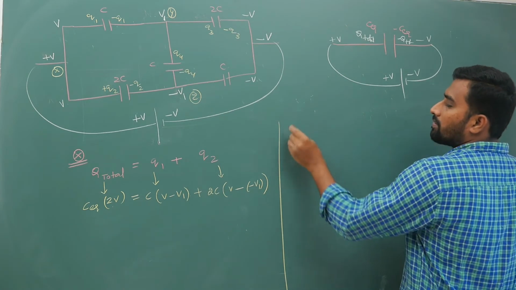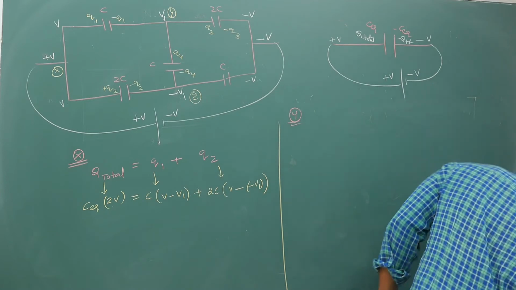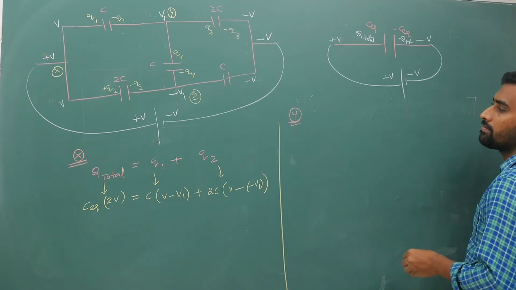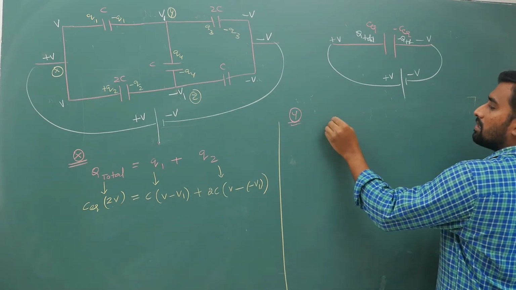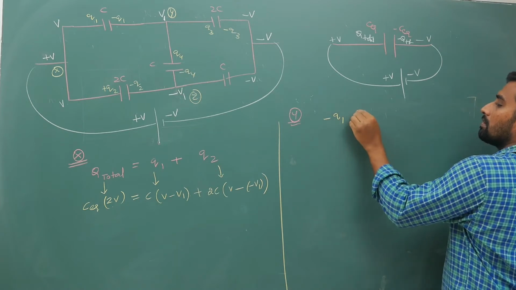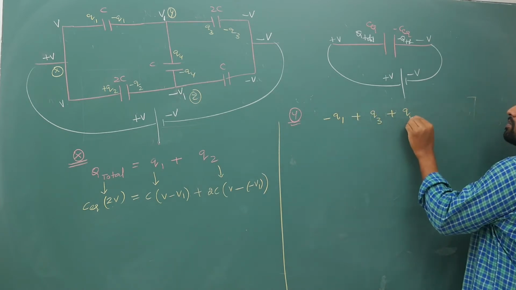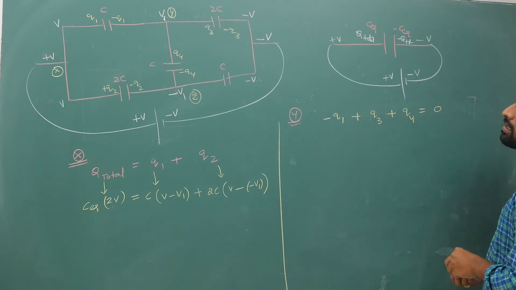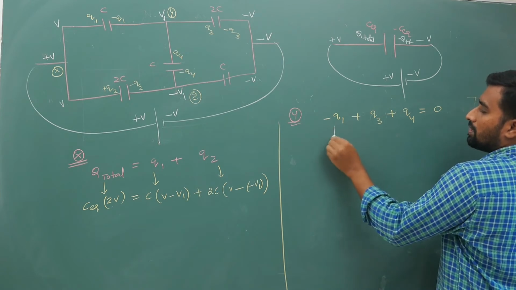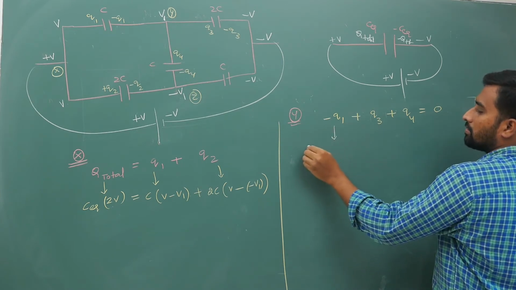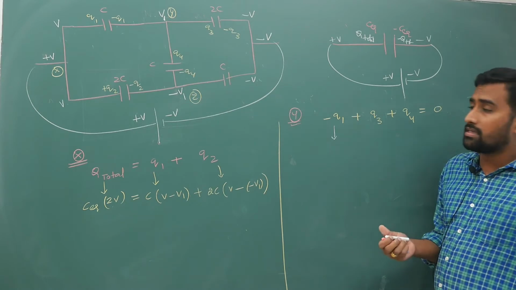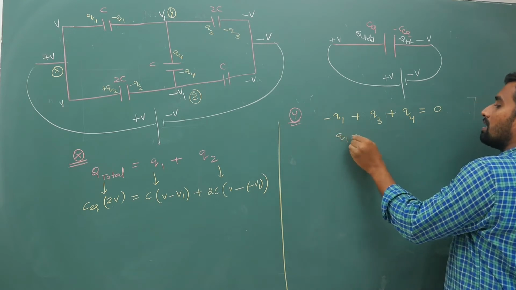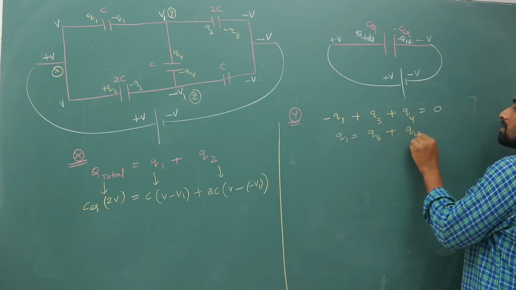Now coming to node Y. At node Y, what happens is, minus Q1 plus Q3 plus Q4 is equal to 0. Okay, right? So let's rearrange and send the terms to the other side, which gives you Q1 is equal to Q3 plus Q4.